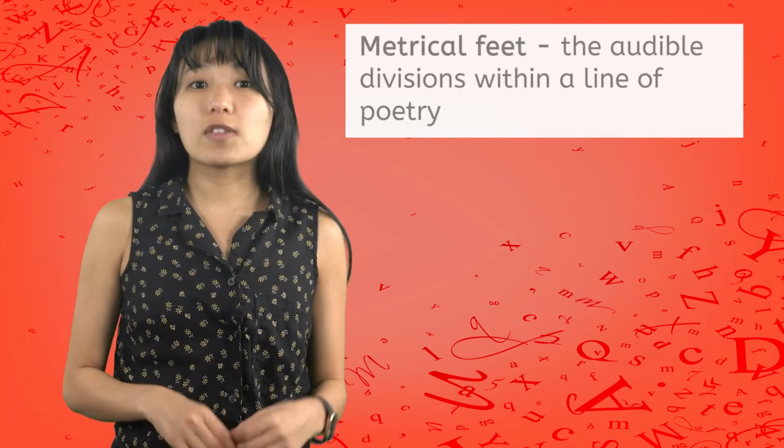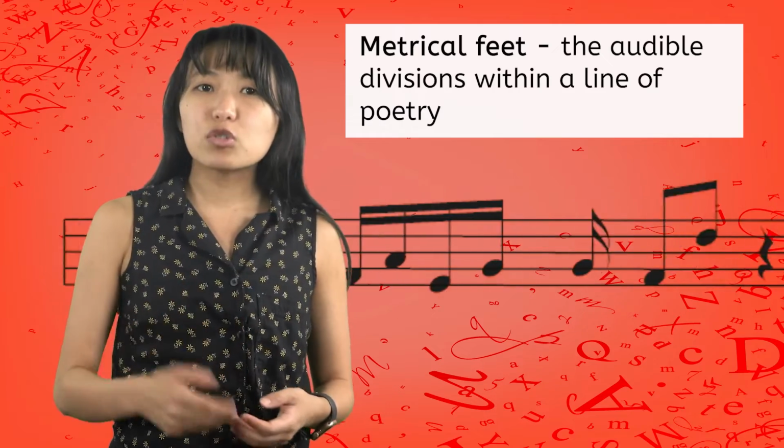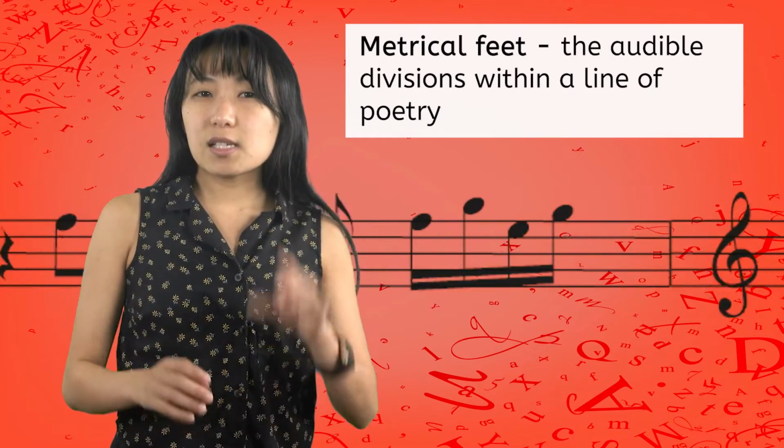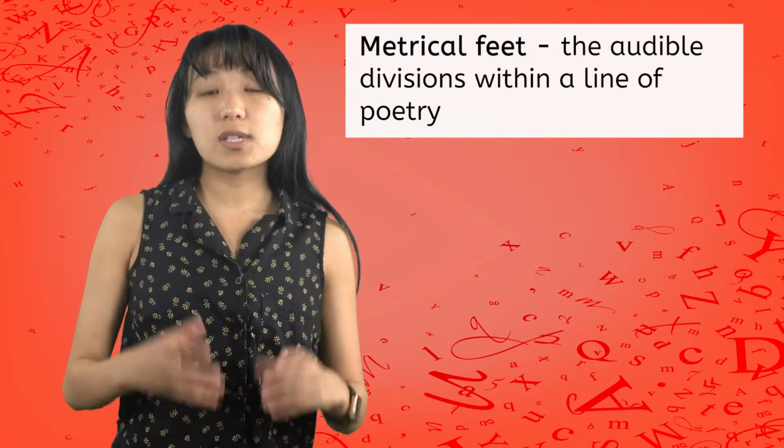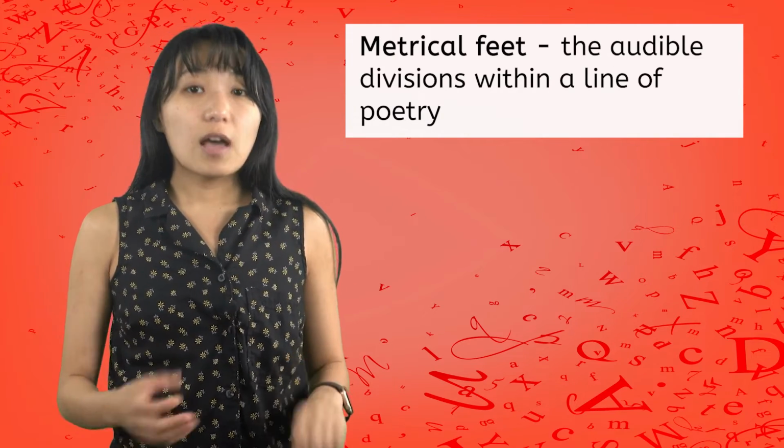So what's the next step in determining a poem's meter? We can divide words into something called metrical feet. You heard me correctly. I said metrical feet, but not that kind of feet. Metrical feet in poetry are the audible divisions within a line of poetry. It's similar to measures in music. It's the smallest pattern of repeating syllables in a line of poetry. There are 4 main types of these patterns. I'll explain each and offer some examples.